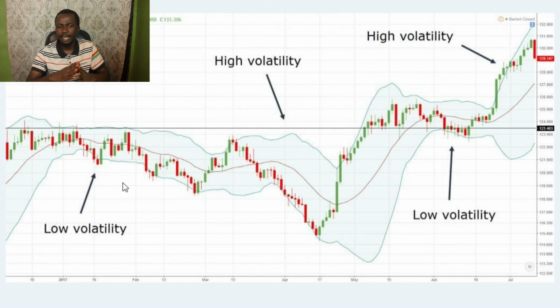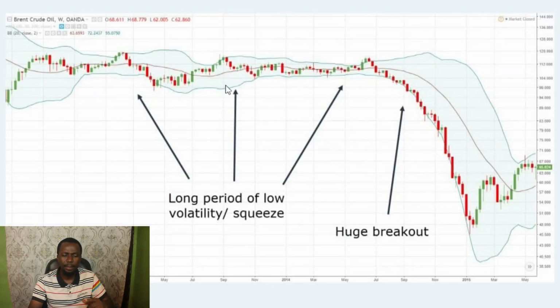So during high volatility, the Bollinger Band expands. During low volatility, the Bollinger Band compresses. It becomes tightened, right? This is what I mean by the Bollinger Band squeeze. Look carefully, you see that the candlesticks are getting smaller, and the Bollinger Band comes together, they squeeze together.